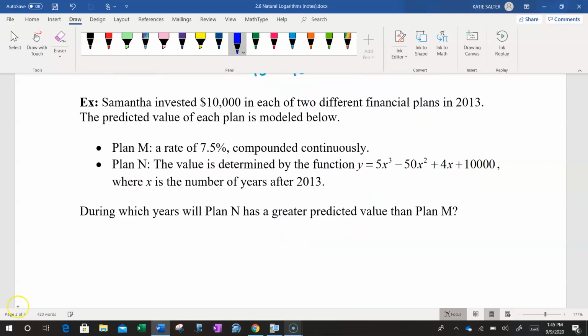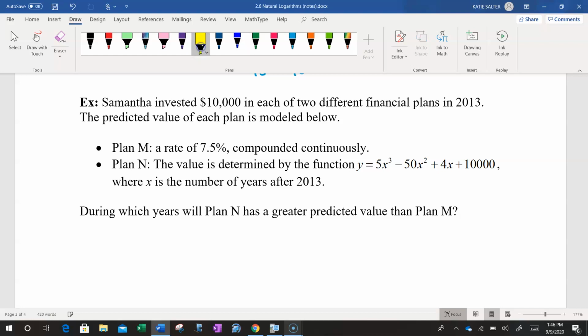Okay, so for this last one, we're going to work on this one graphically. It says Samantha invested $10,000 in each of 2 different financial plans in 2013. The predicted value of each plan is modeled below. For Plan M, a rate of 7.5% compounded continuously.